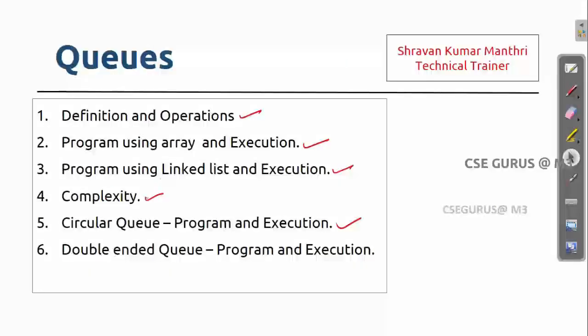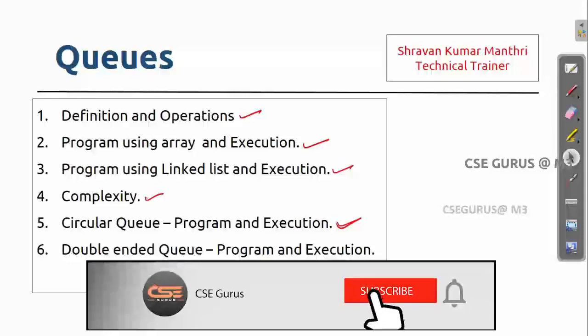We are done with the first four concepts with respect to the queues, and now we'll see the circular queue. What is this circular queue, how is it different from a simple queue, and what are the operations you can do, and the program as well as execution.